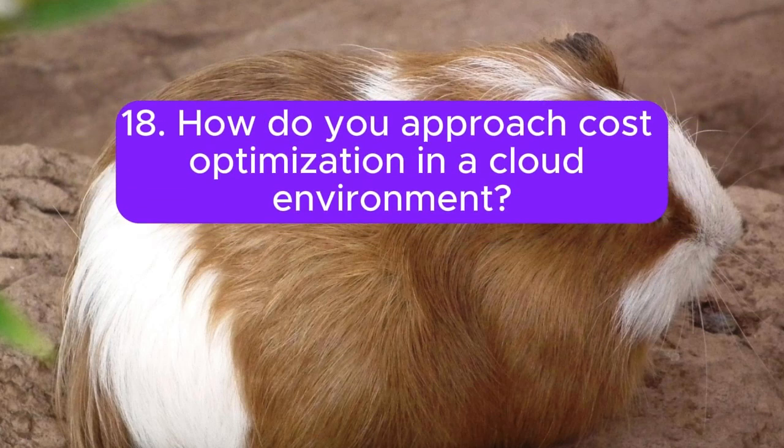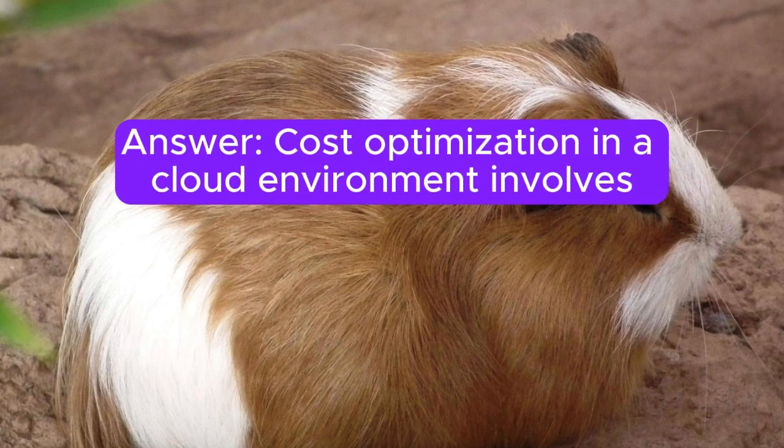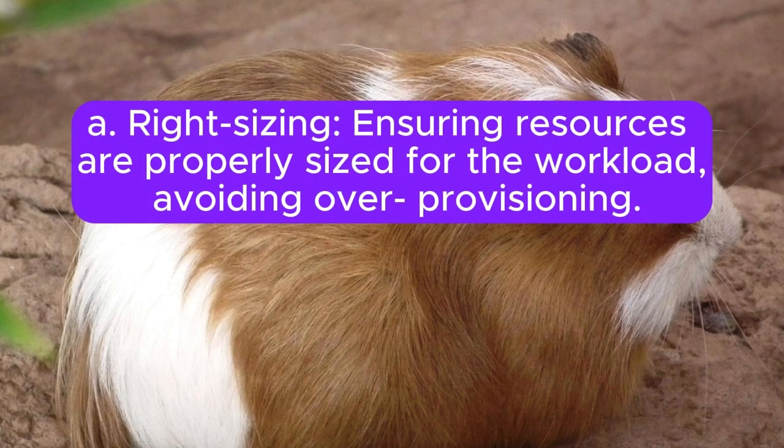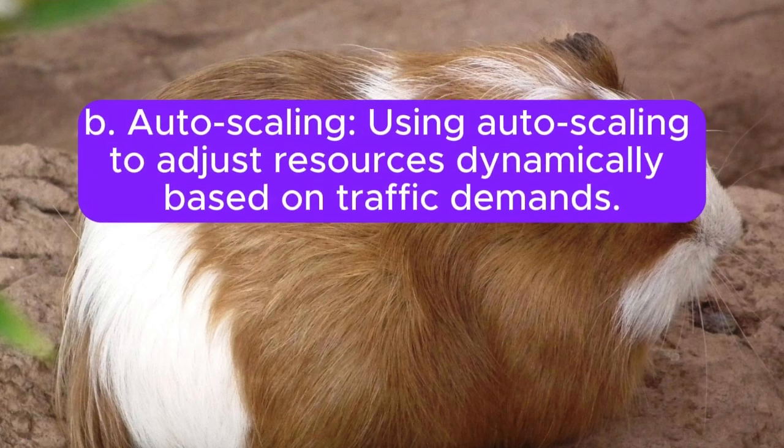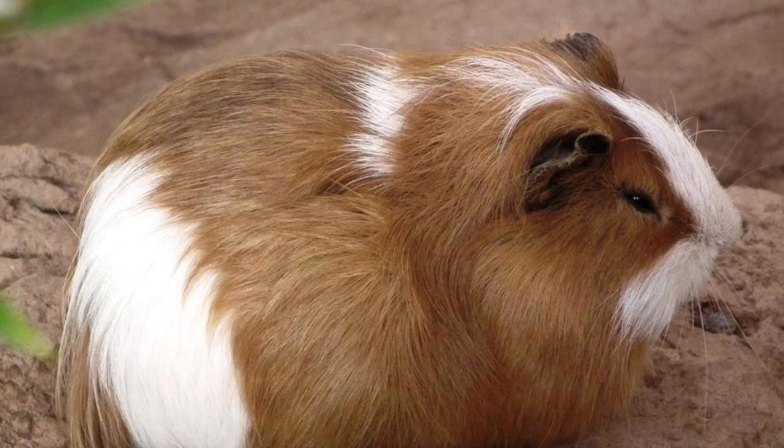18. How do you approach cost optimization in a cloud environment? Answer: Cost optimization in a cloud environment involves: A. Right sizing, ensuring resources are properly sized for the workload, avoiding over-provisioning. B. Auto-scaling, using auto-scaling to adjust resources dynamically based on traffic demands.